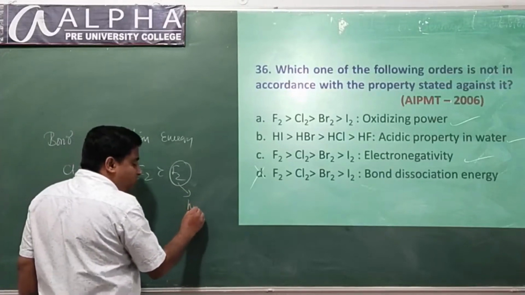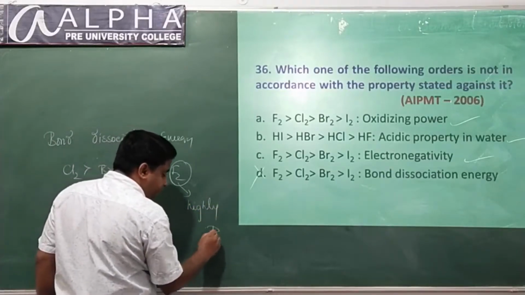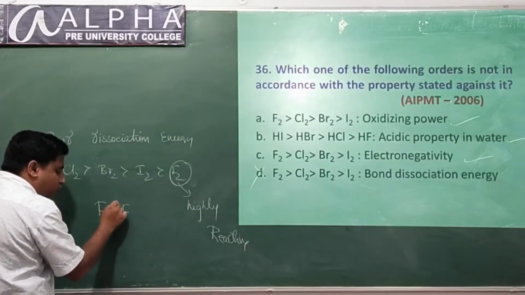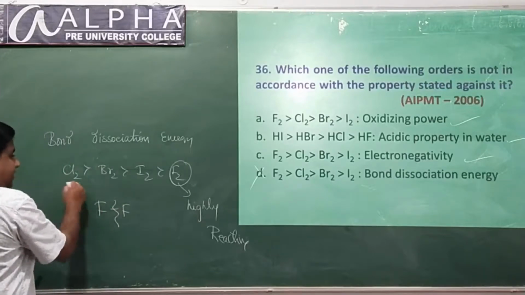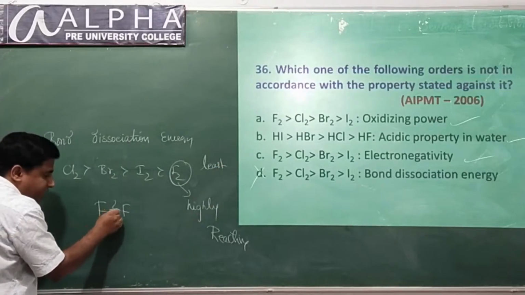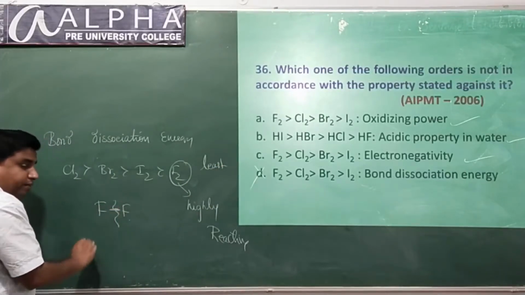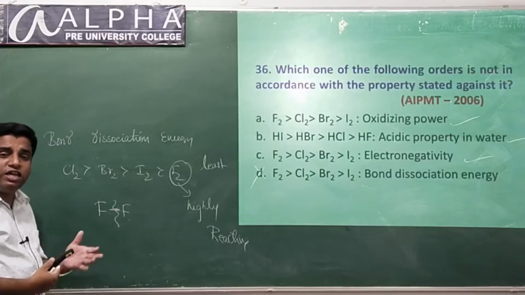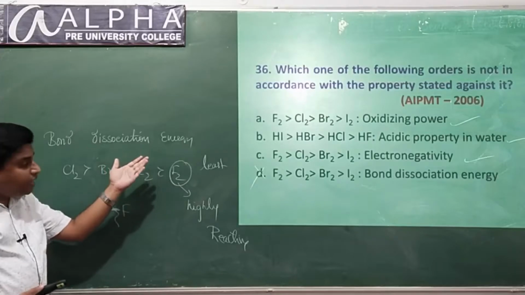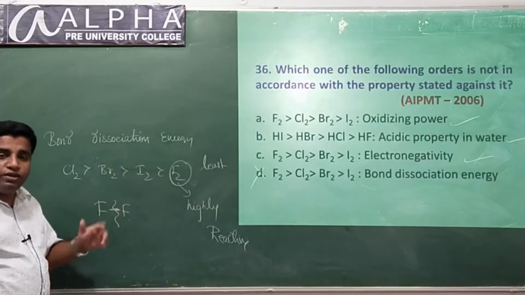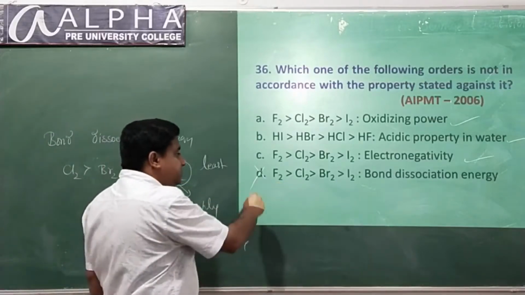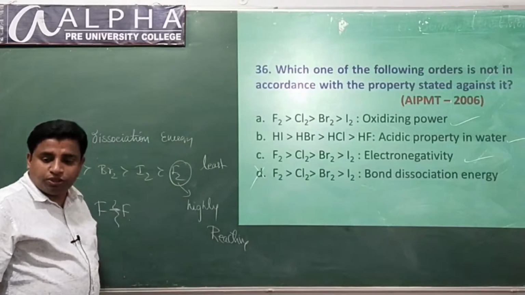That is why fluorine is highly reactive. That means I can break the bond between the two fluorine atoms easily. It is easy to break the bond between two fluorine atoms. Hence, very little energy is required to break the bond, which is why it has the least bond dissociation energy. Hence, fluorine is highly reactive. So this is the actual order, but they have given this order, hence this is not correct. So the answer is option D.